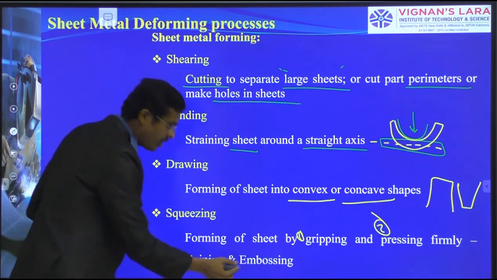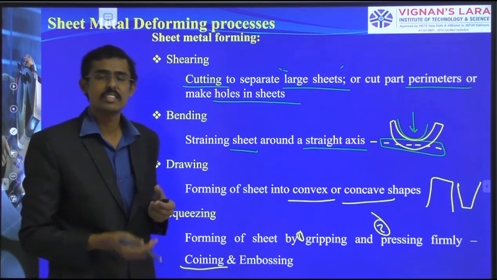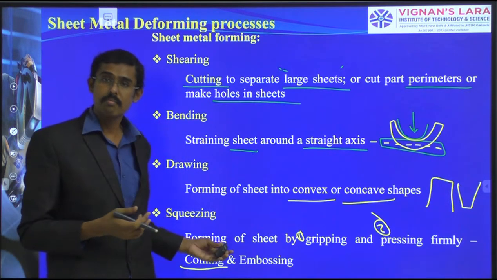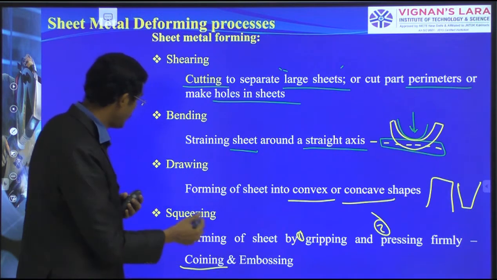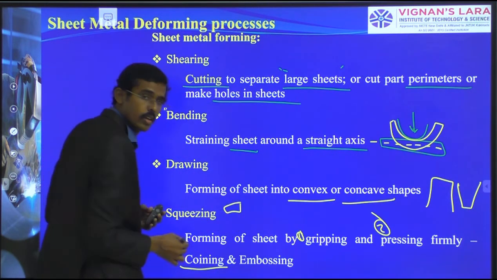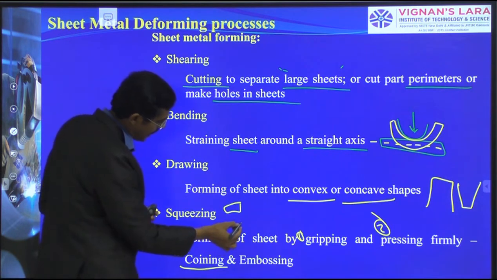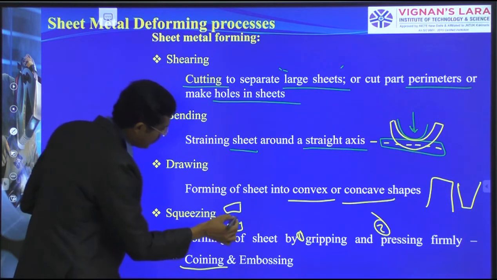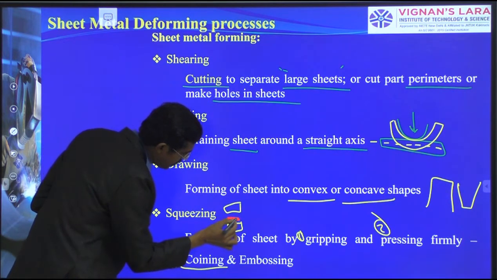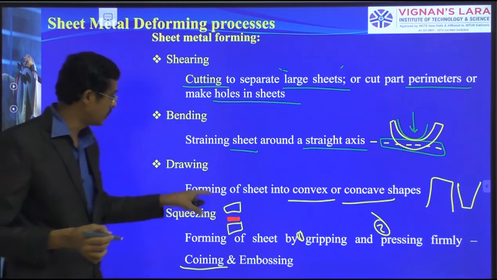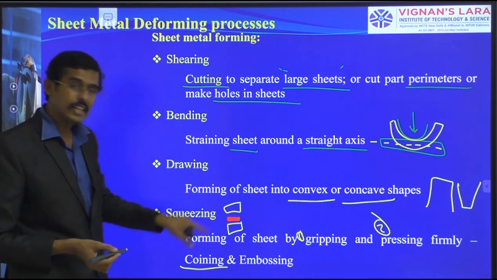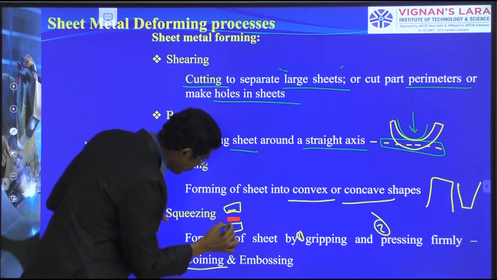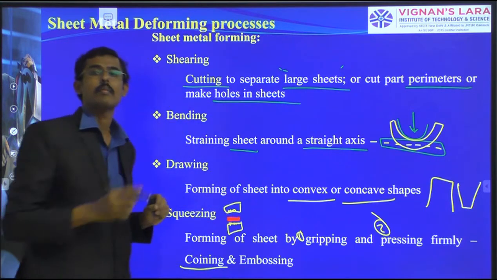Likewise, coining. What is this coining? We use coins daily, which contain designs on both sides. How is this formed? It is by the operation of squeezing. We have taken two dies. This is one die at the top, and this is one more die at the bottom. We want to keep a flat material or any other material in between the two dies, and this die will contain the design here.